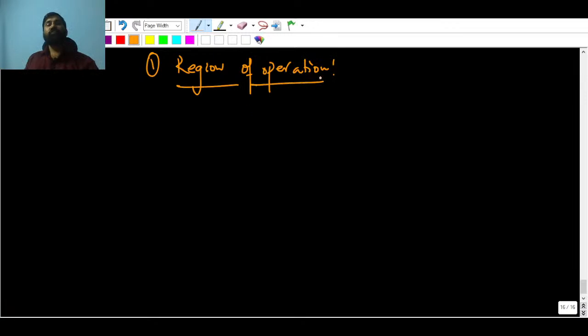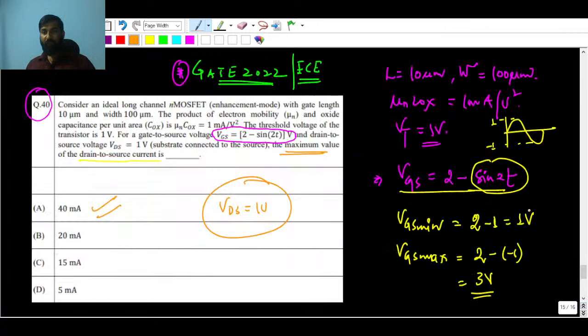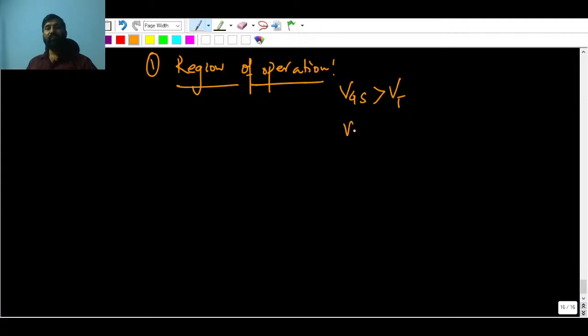For any MOSFET to turn on, here the enhancement N-channel MOSFET, you want VGS must be greater than VT, and your VT is 1. Your VGS values are 1 and 3, so you have to consider VGS max so that your transistor will turn on. First of all, VGS max is greater than VT, that is 3 greater than 1.